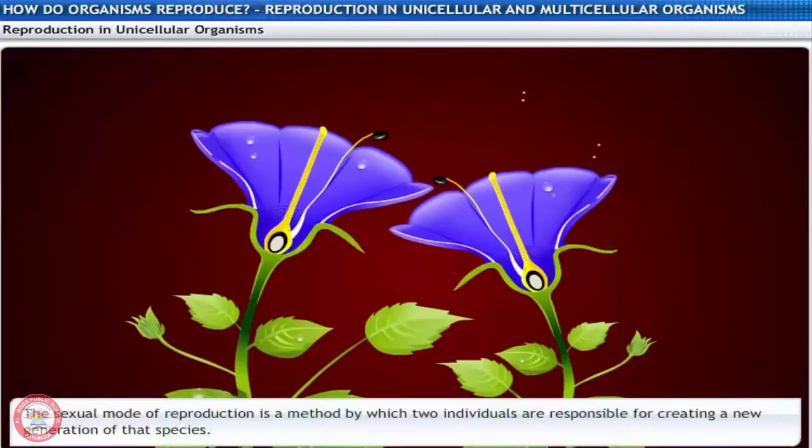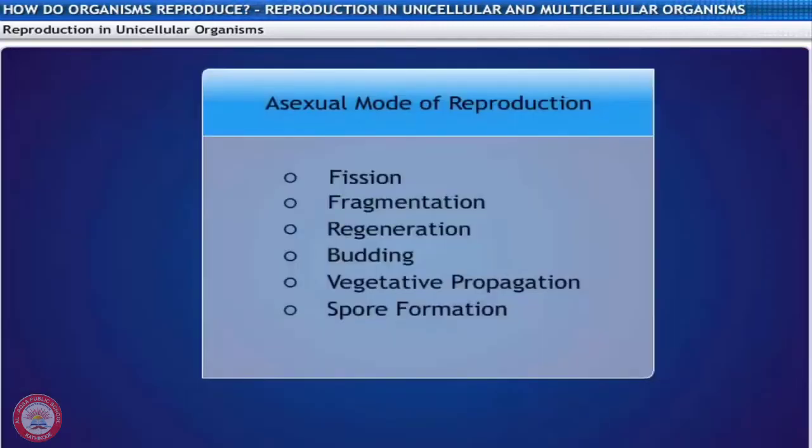And the sexual mode of reproduction is the method by which two individuals are responsible for creating a new generation of that species. First, look at the simplest mode of reproduction, that is the asexual mode of reproduction. The asexual mode of reproduction can be of different types: fission, fragmentation, regeneration, budding, vegetative propagation, and spore formation.